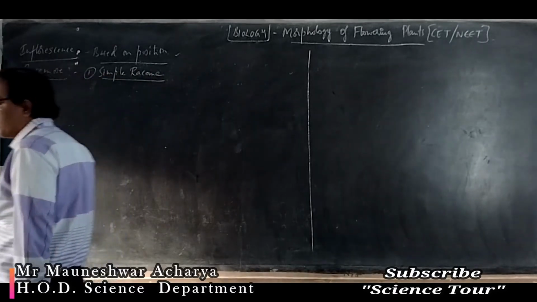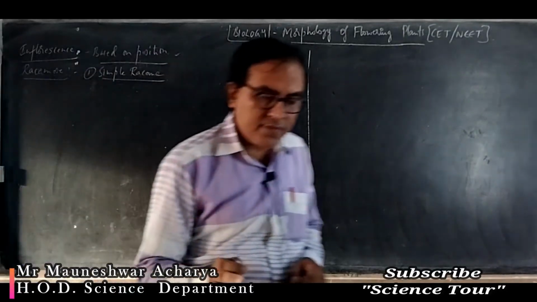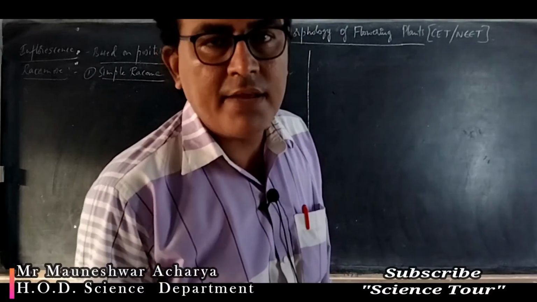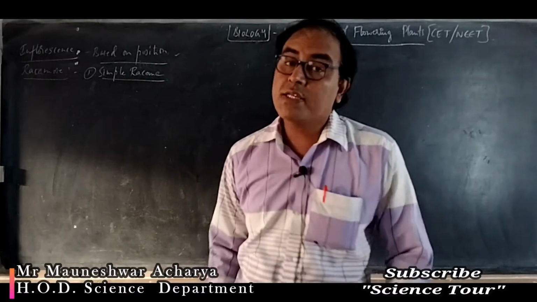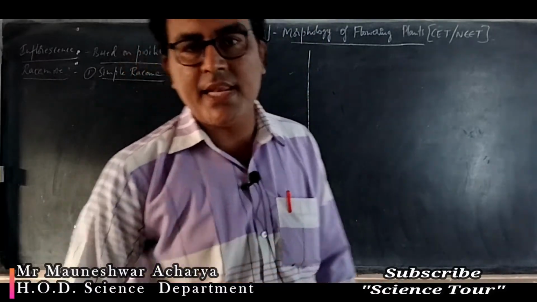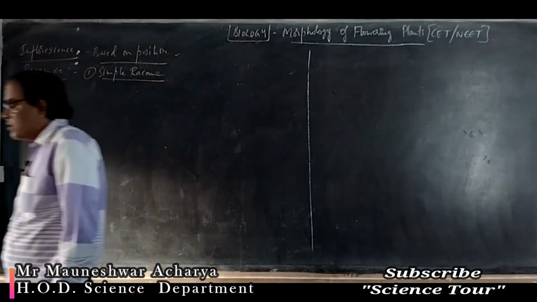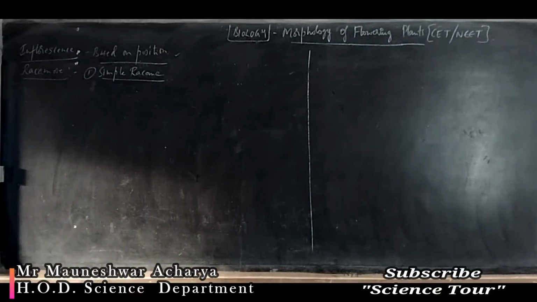Now, what is this simple raceme? What is the stalk of the inflorescence called? The stalk of the inflorescence is called peduncle. And the stalk of the flower is called pedicel. Pedicel and peduncle. So peduncle is elongated. Flowers are pedicellate in acropetal succession.